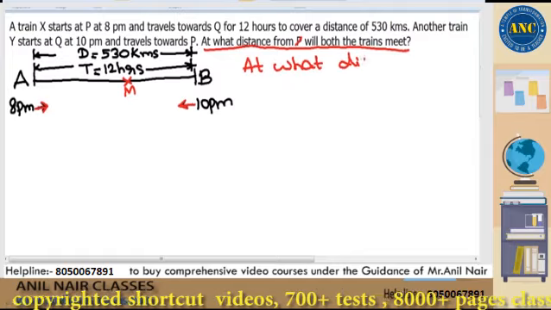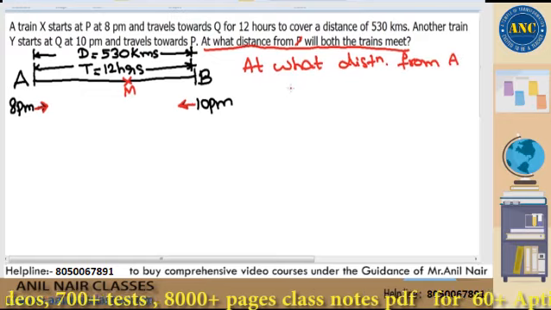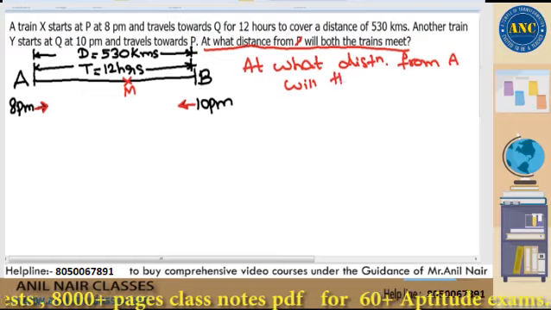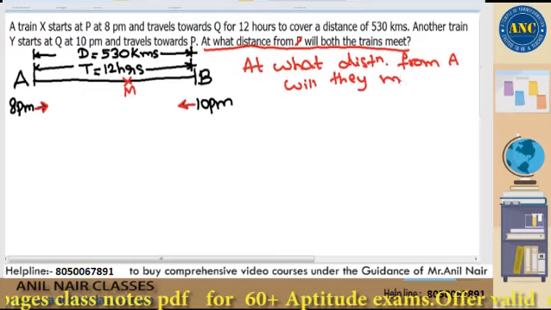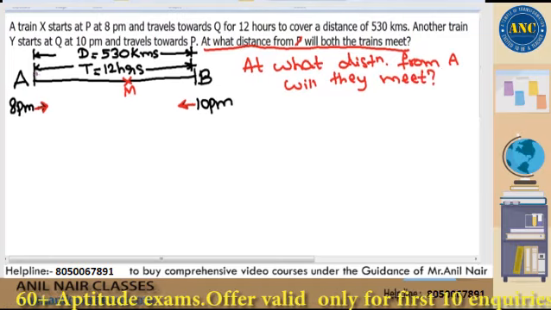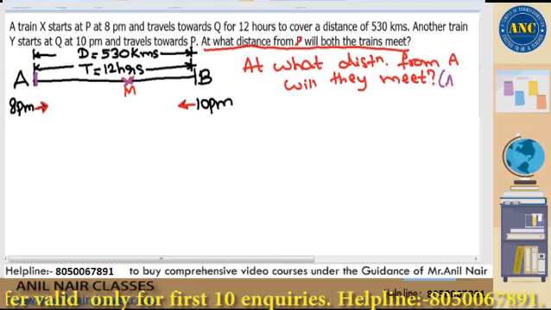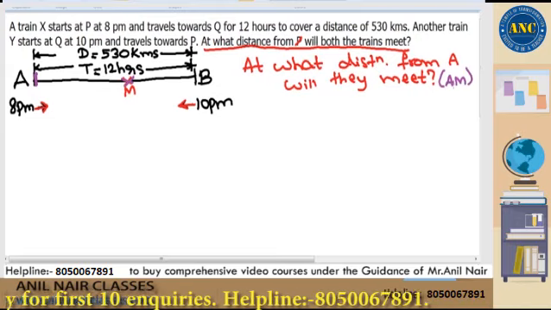At what distance from A will they meet? This is the question, right? That means in this question they are asking you the distance from A till the meeting point M. That means they are asking you the distance AM, right?